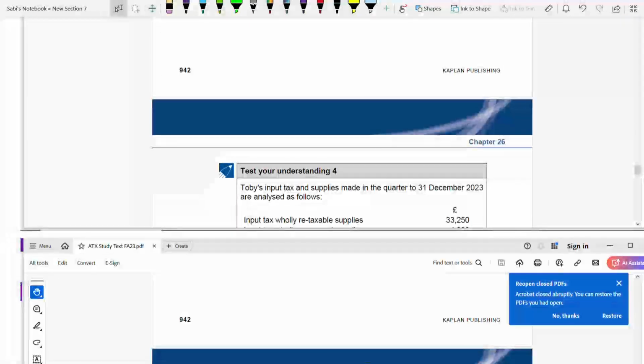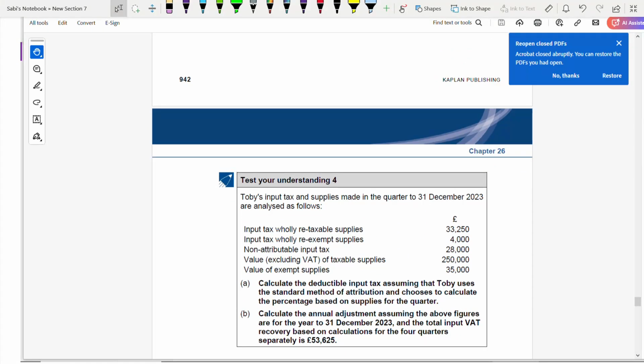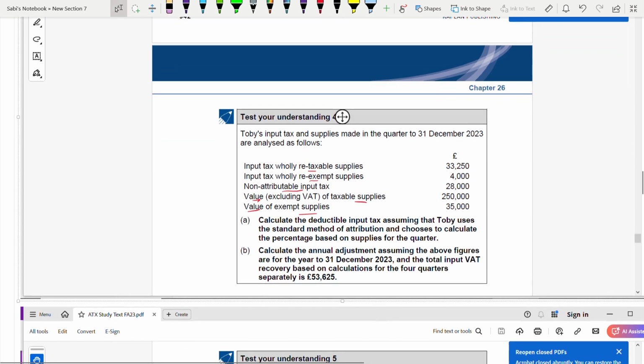Now, coming to test your understanding 4. So now you have understood the nature, and we can quickly move through this one. Here also they are giving taxable, exempt, non-attributable input tax values. Taxable supply, exempt supply. Rather than a table, they have given it like this. The same way, you have to do the retest. You have to calculate the deductible input tax, assuming they use the standard method of attribution and choose to calculate the percentage based on the supplies of the quarter.